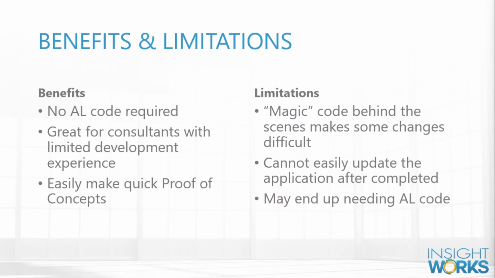And, as touched on above, while you may not need AL code, you may still end up needing it. A prime example: let's say you need to do posting. Well, the wizard doesn't know how to do posting. It doesn't know what your requirements would be for the posting code. So you might add a new menu option for posting once the wizard's done, but then you're going to need an AL extension to process that post request.